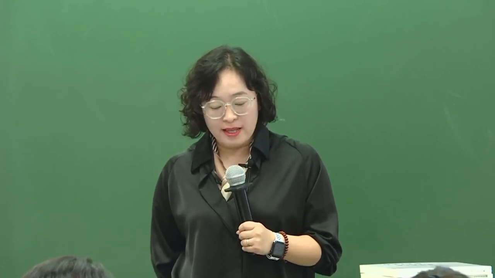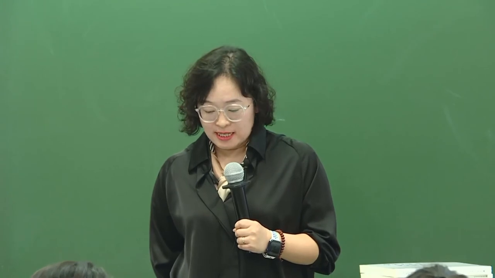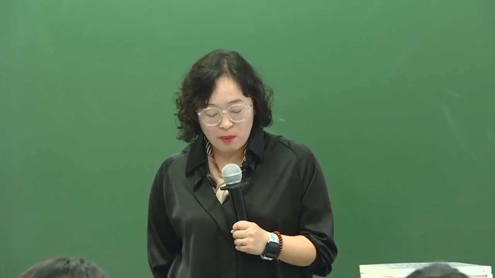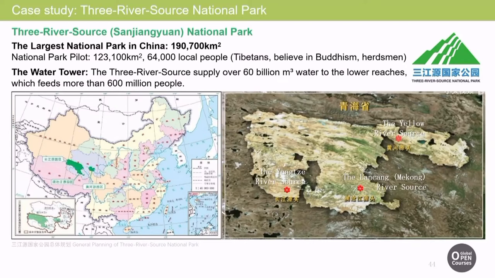So the area of the national park now is 190,000 square kilometers. It is larger than Hebei province of China. And the pilot national park area is 123,000 square kilometers. It is equal to half New Zealand. And in the pilot area, there are 64,000 local people.